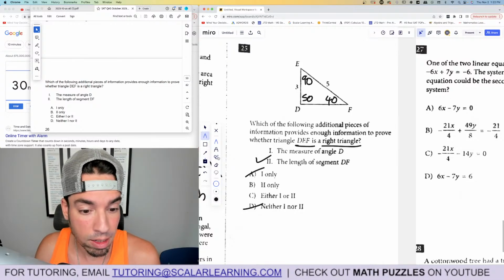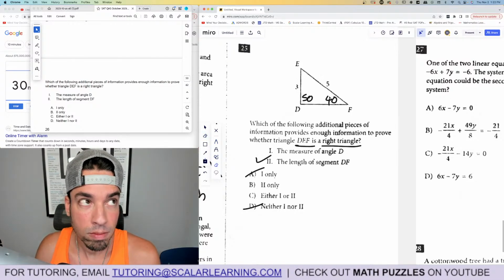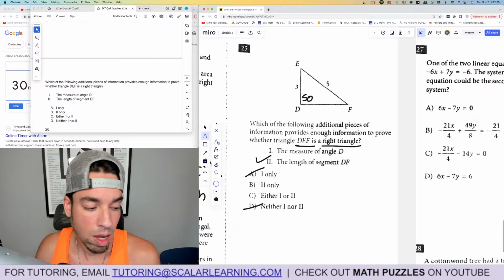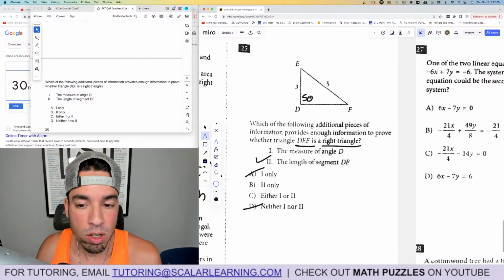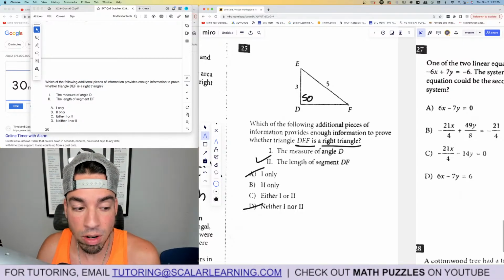but then again, I don't know if I'm extrapolating too much. If we know this is 50, I could do law of sines to find the other angles. We don't usually use law of sines in the SAT, but you could. Sine of this over that equals sine of F over that, and you could get the other angles.